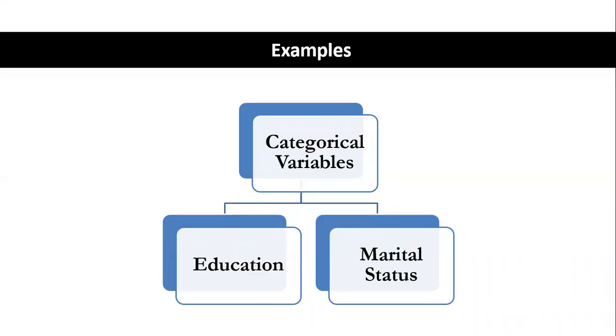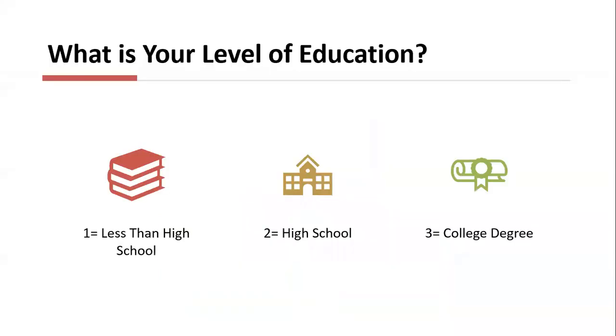So I'm going to share with you two examples of categorical variables. One is level of education and the other is marital status. So if I were to ask participants on a survey, what is your level of education? This variable could be represented by these three categories, where 1 equals less than high school, 2 equals high school, and 3 equals college degree.